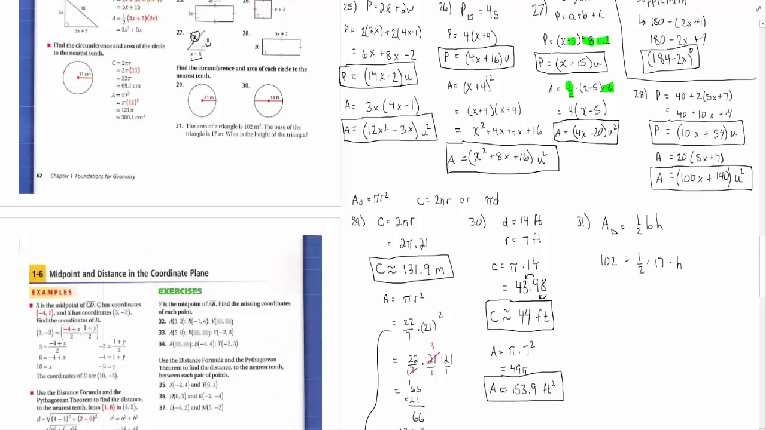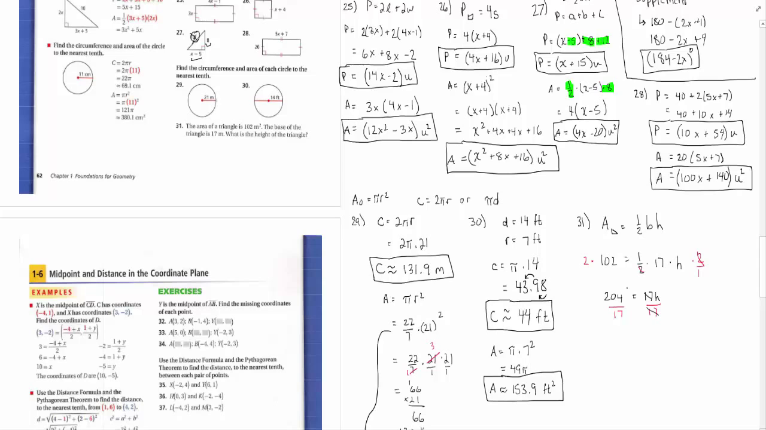I can't actually divide those. What I can do though is I can move them over one at a time. So I'm going to do that. I'm going to start by multiplying by 2 over 1. I'll do that on both sides. I'm solving this for h. So that's going to give me now 204 equals 17h. Next up, I'm going to divide by 17. So again, that cancels with your 17.